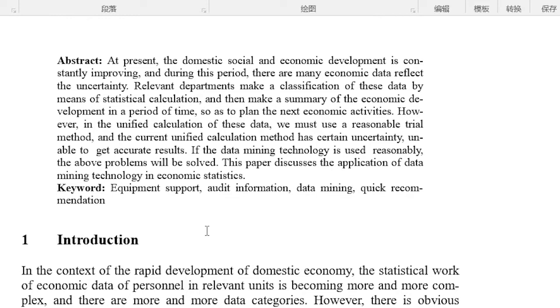However, in the unified calculation of these data, we must use a reasonable trial method, and the current unified calculation method has certain uncertainty, unable to get accurate results. If data mining technology is used reasonably, the above problems will be solved. This paper discusses the application of data mining technology in economic statistics.